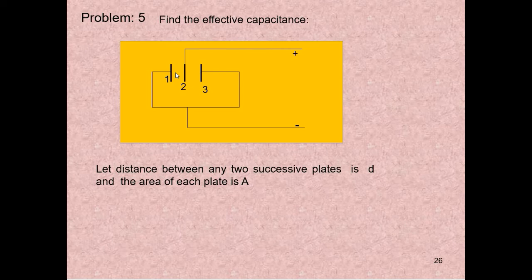So C is epsilon naught A by d. So the answer should be 2 epsilon naught A by d. Epsilon naught A by d and epsilon naught A by d you should add. When you add epsilon naught A by d and epsilon naught A by d, because of the parallel combination, you will have 2 epsilon naught A by d. That's all.